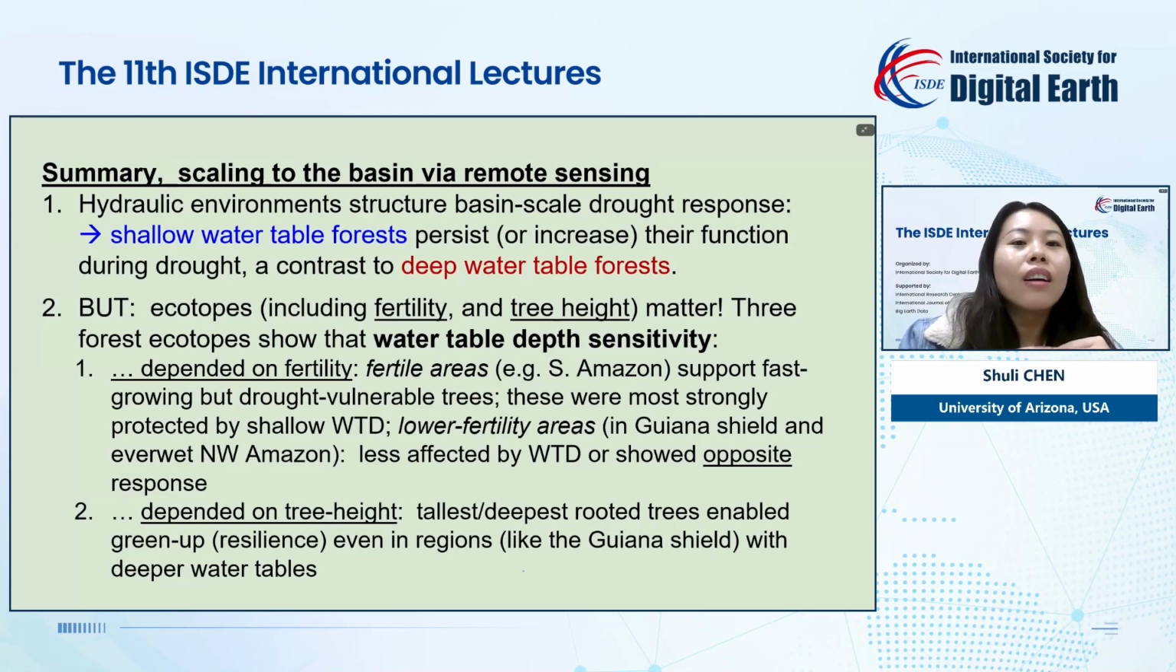So taken together, this story indicates the hydrological environment structures the forest response. The shallow water table forest can persist or increase its function during the drought, in contrast to the deep water table forest. At the same time, the ecotope matters. Both the soil fertility and the tree height affect the sensitivity of the drought response to water depth. So this is the brief story that I just published in Nature.